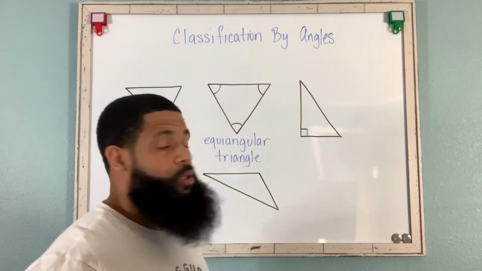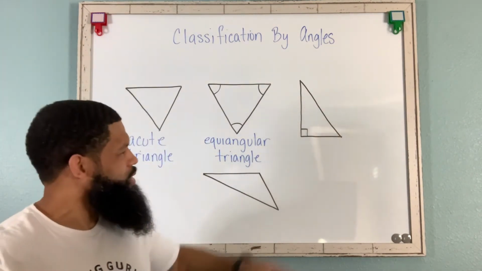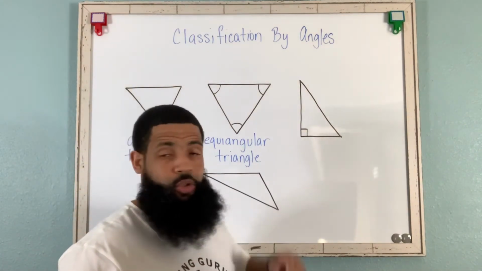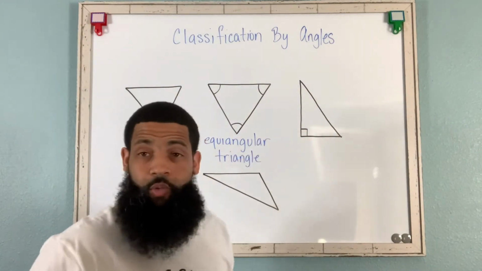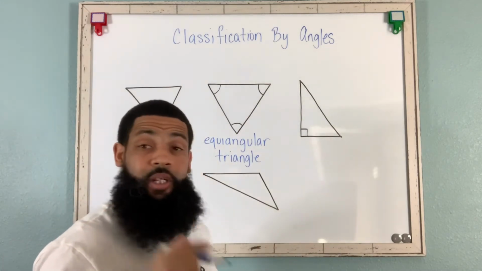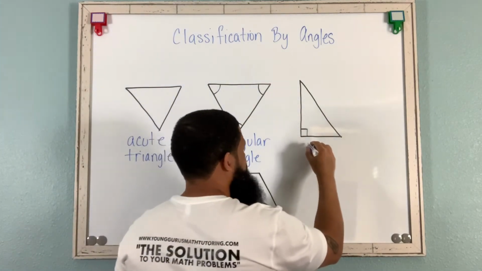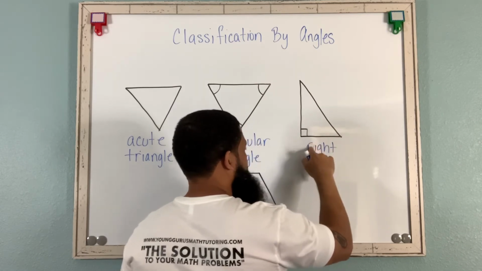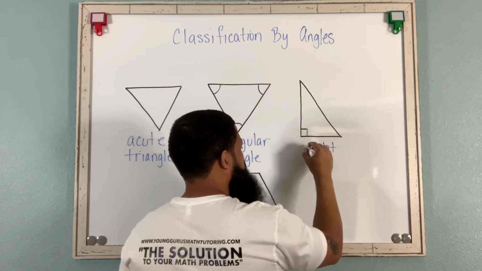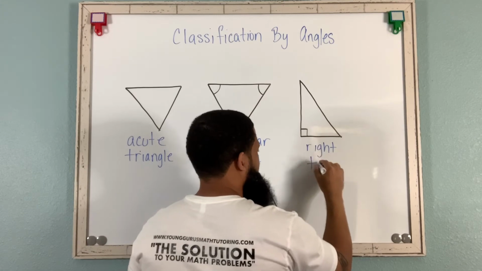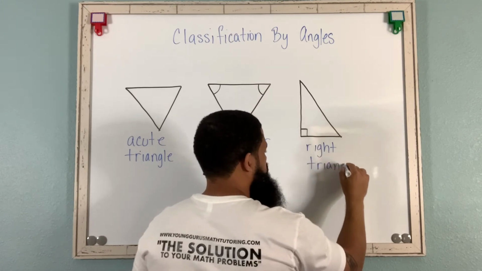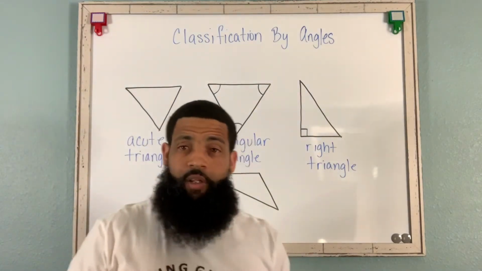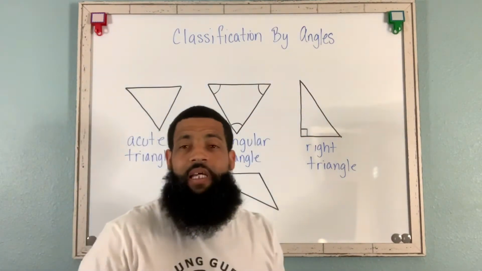Over here in our third example, notice this little square right there. That is the symbol to show you that this is a right angle, which means that angle is 90 degrees. So we're going to call this a right triangle. A right triangle means it has at least one right angle. Now, a triangle can only have one right angle, but if it has a right angle, it is a right triangle.